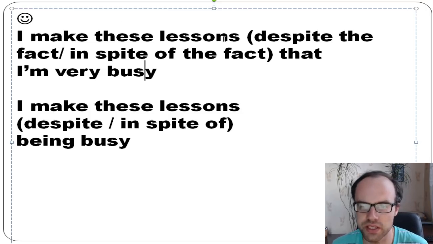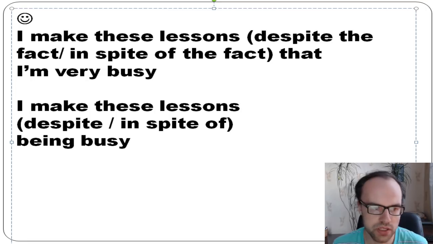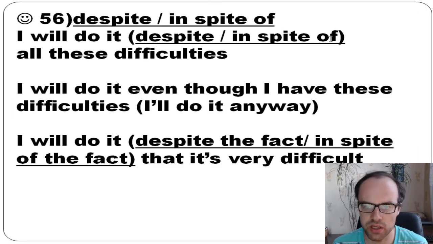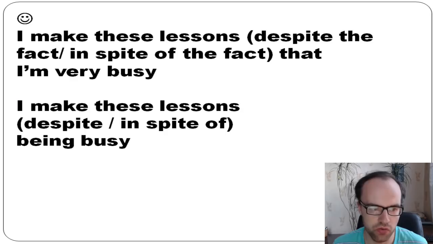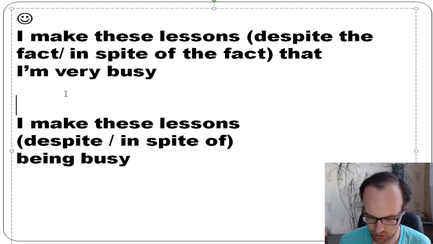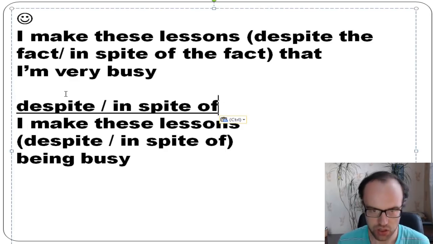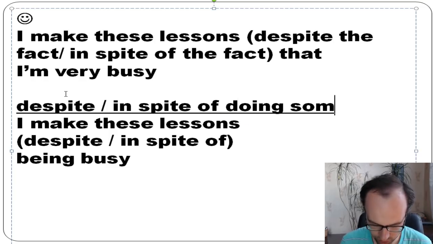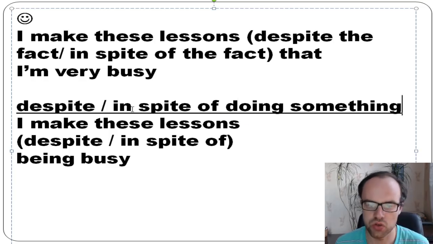Okay, so I make this lesson despite the fact that I'm very busy, or in spite of the fact that I'm very busy. So we say despite or in spite of. If you want to use a verb, so of doing something, you can also say, I make these lessons despite being busy, verb plus ing, or in spite of being busy, verb plus ing. Good.